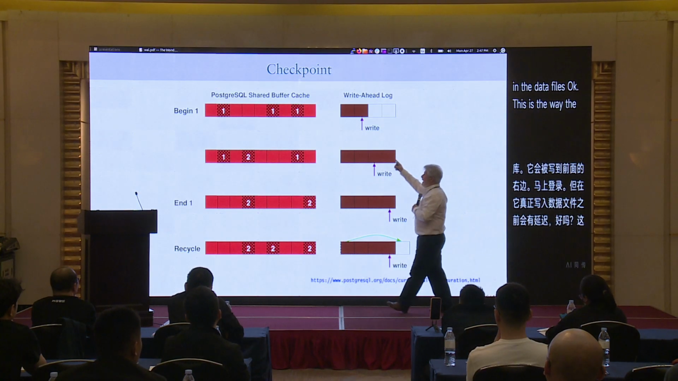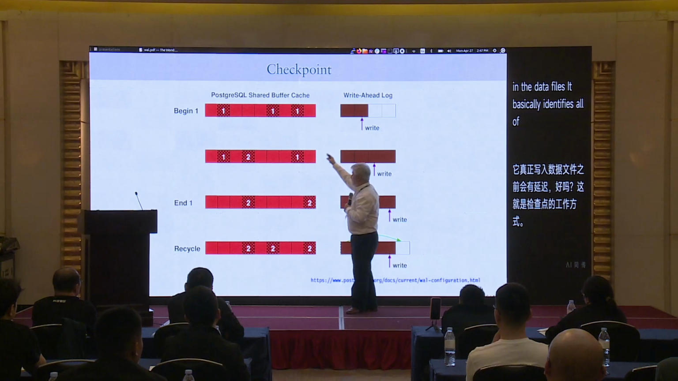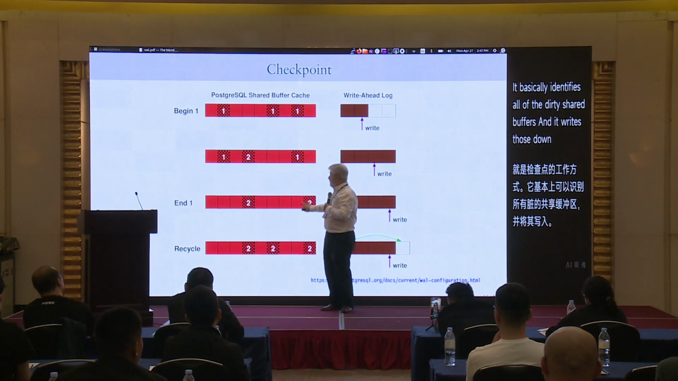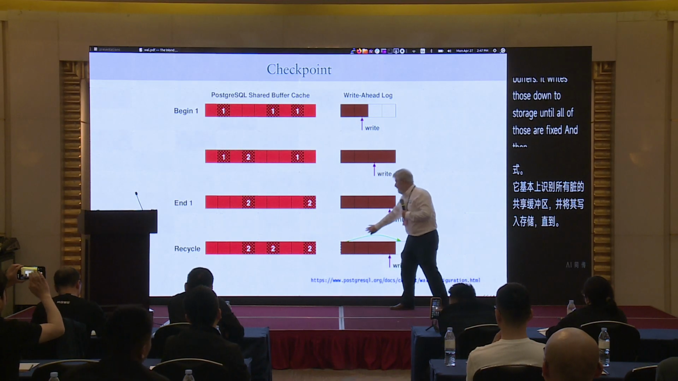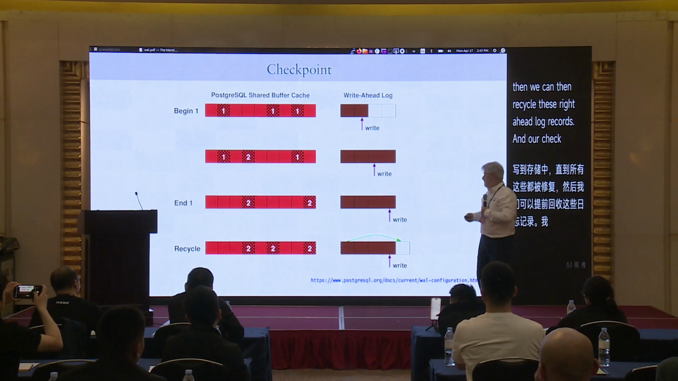It basically identifies all of the dirty shared buffers, and it writes those down to storage until all of those are fixed, and then we can recycle these write-ahead log records, and our checkpoint is finished. So that's the way a checkpoint works.